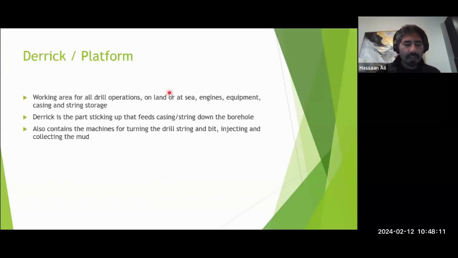One of the things which I mentioned earlier is your derrick. So the derrick and platform are part of your drill operations, whether it's an onshore rig or offshore rig. And it's something which is very iconic. The platform holds all the machines, whether it's a top drive, a rotating gallery, and all your mud circulation systems.